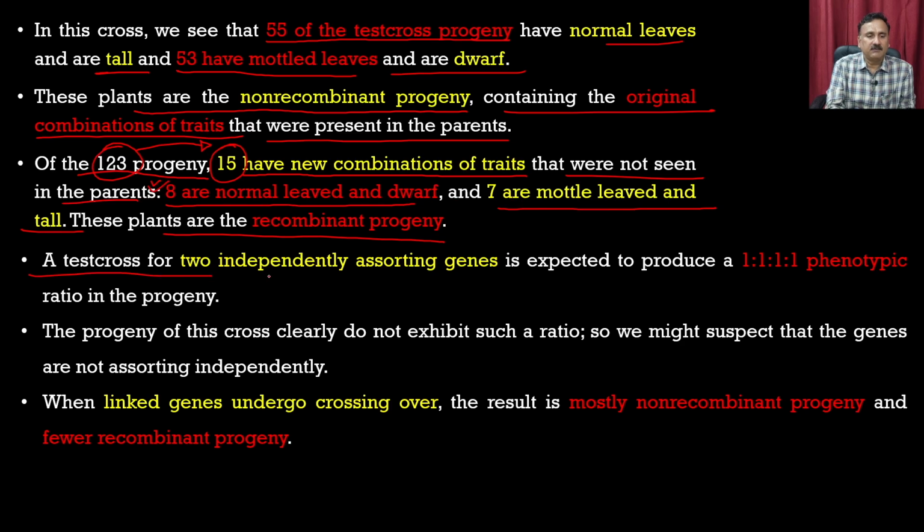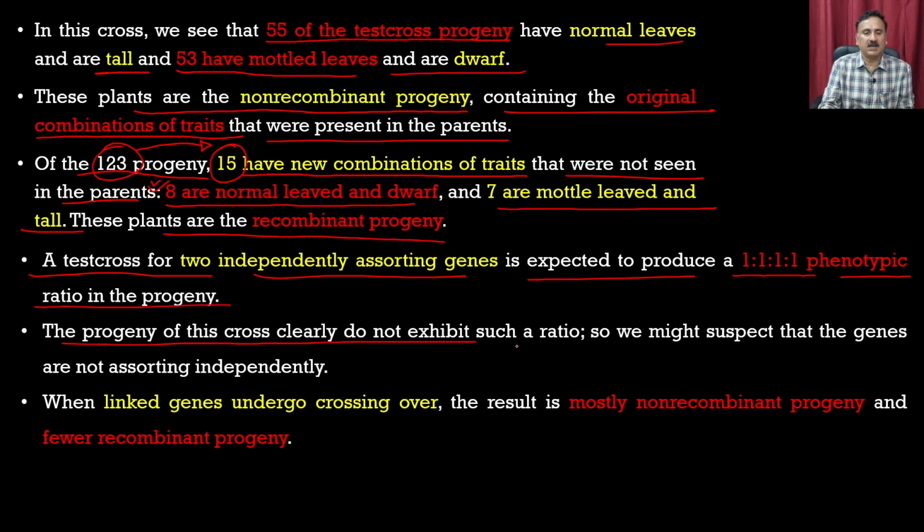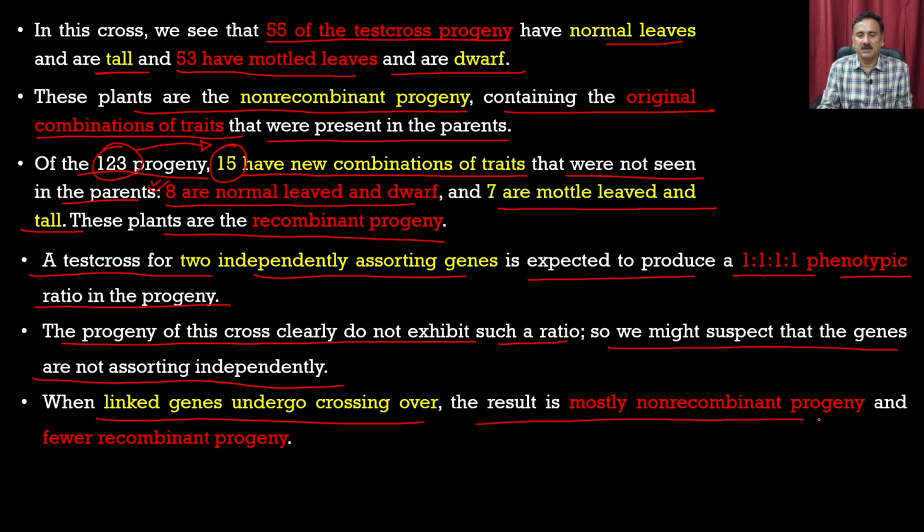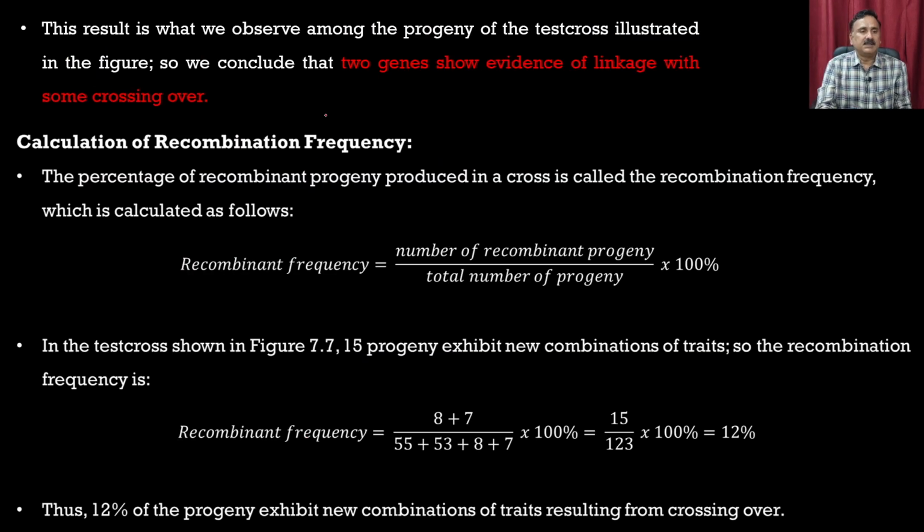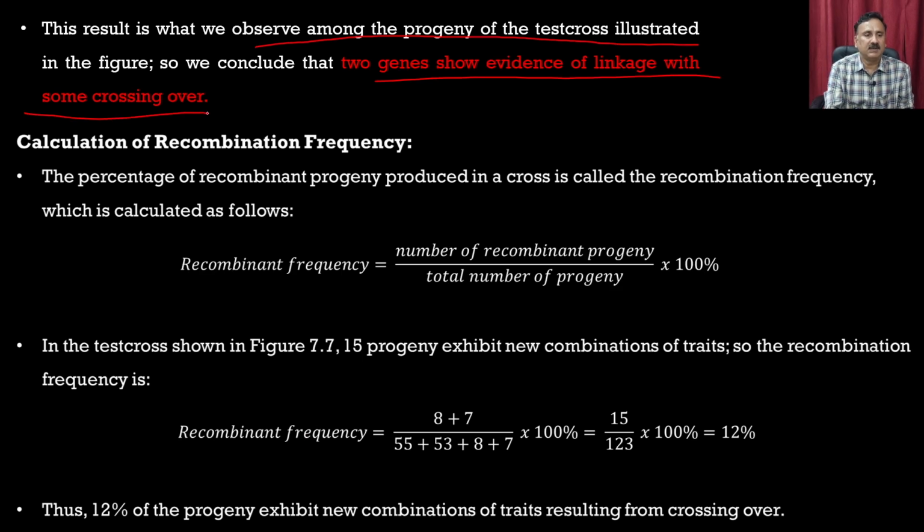So a test cross for two independently assorting genes is expected to produce a 1:1:1:1 phenotypic ratio in the progeny. The progeny of this cross clearly do not exhibit such a ratio, so we might suspect that the genes are not assorting independently. When linked genes undergo crossover, the result is mostly non-recombinant progeny and fewer recombinant progeny. This is what we observe among the progeny of the test cross illustrated, so the two genes show evidence of linkage on the same chromosome.